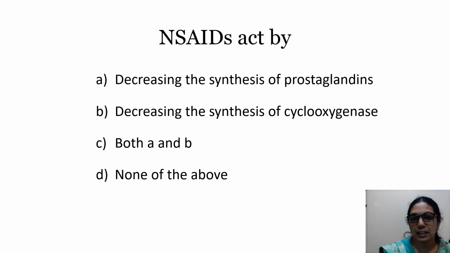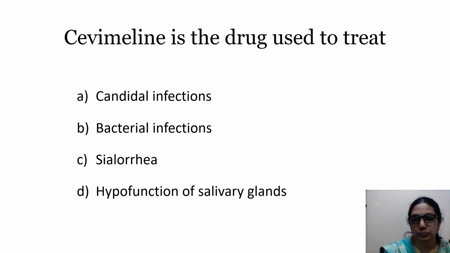So what is the mechanism of action of NSAIDs in reducing the pain? The answer is both A and B. They act by decreasing the synthesis of prostaglandins and also they decrease the synthesis of cyclooxygenase, so that they will reduce the pain.